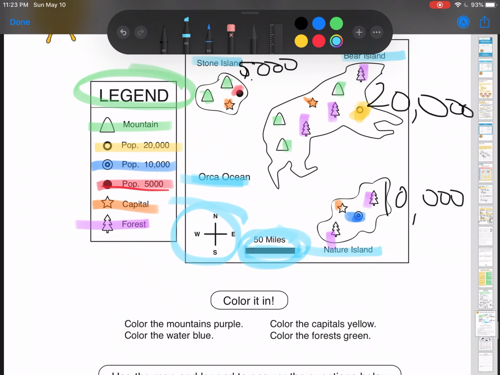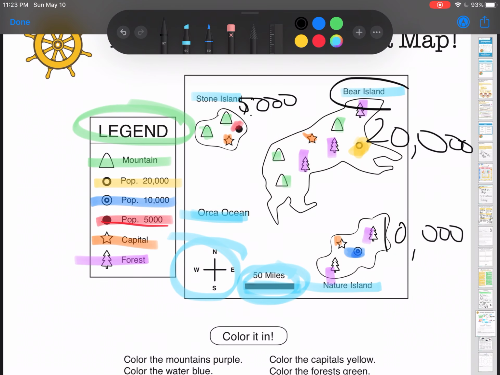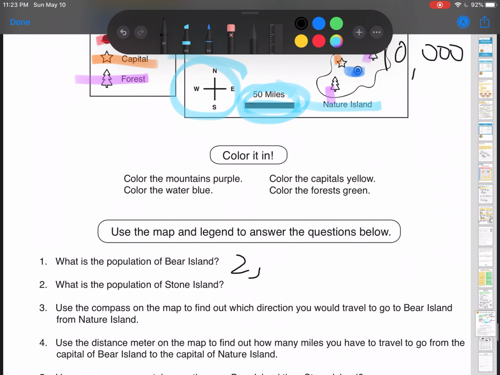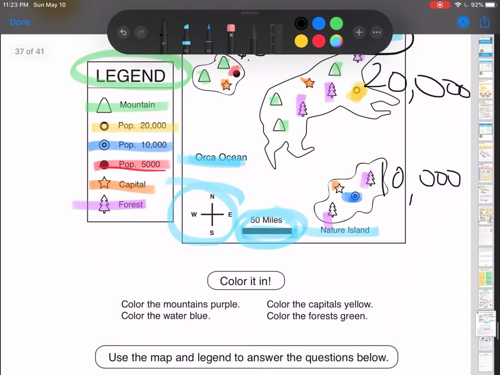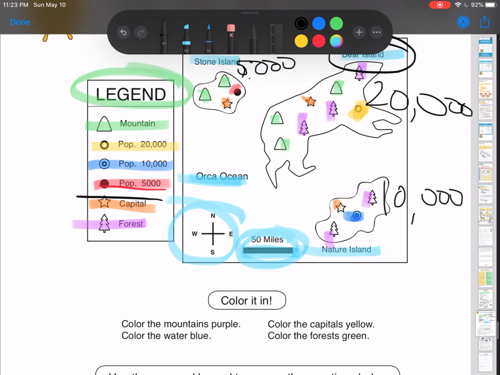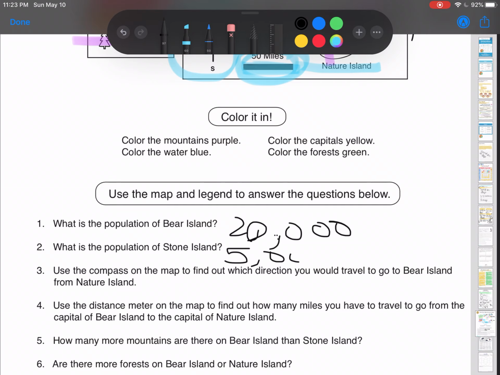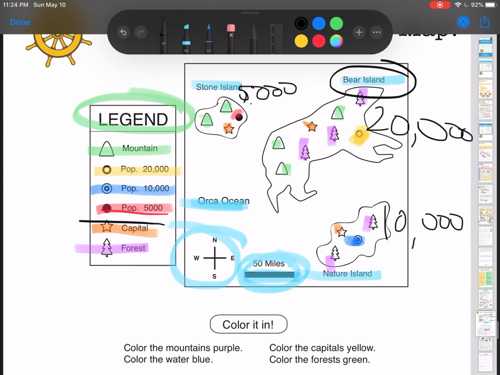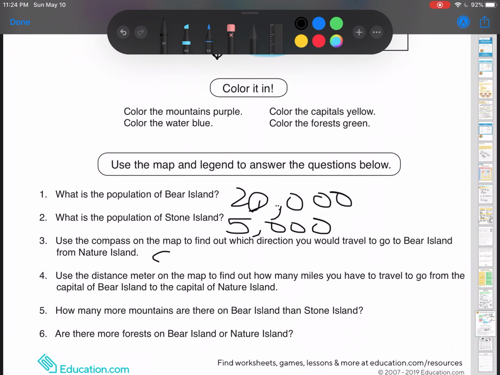What is the population of Bear Island? It's kind of a good thing that we already did this. So here's Bear Island. It is 20,000. What is the population of Stone Island? That's right here. That is 5,000. Use the compass on the map to find out which direction you would travel to go to Bear Island from Nature Island. So if we're going from Bear Island to Nature Island, which way am I traveling? That means we are traveling south.